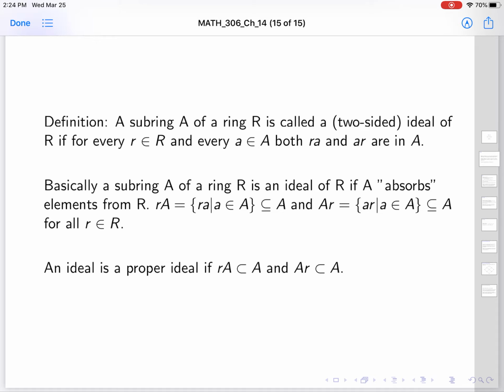Now, an ideal is a proper ideal if rA is a proper subset of A and Ar is a proper subset of A. So we have subrings going on here, and we're saying that they are ideals if ra and ar are both in A.